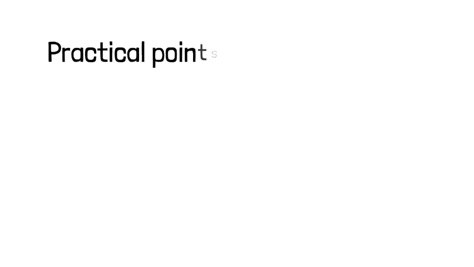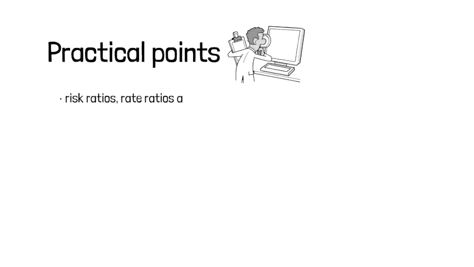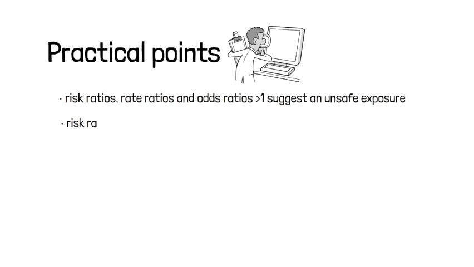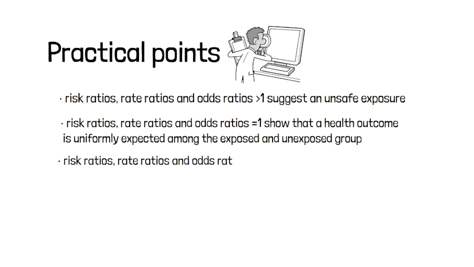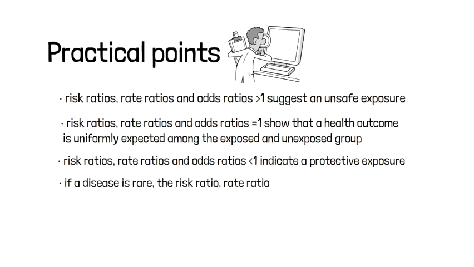A final recap. If all three measures are greater than 1, then they suggest an unsafe exposure. Risk ratios, rate ratios, and odds ratios, if they are all equal to 1, show that a death outcome is uniformly expected among the exposed and unexposed. Risk ratios, rate ratios, and odds ratios less than 1 indicate a protective exposure. If a disease is rare, the risk ratio and the odds ratios are almost equal.